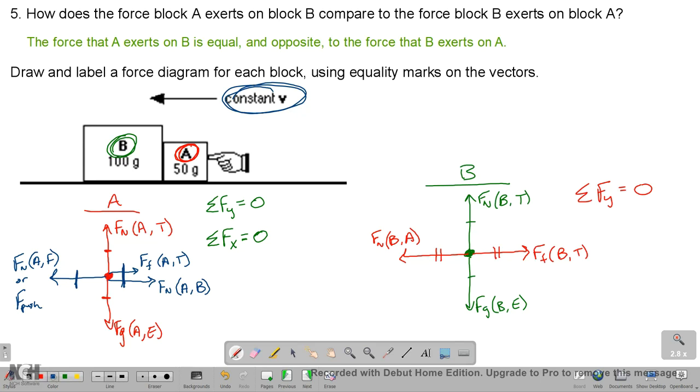And we would say that the sum of the forces in the x direction is equal to 0, once again because it's moving at a constant velocity. If it were accelerating, then the sum of the forces would not be 0.